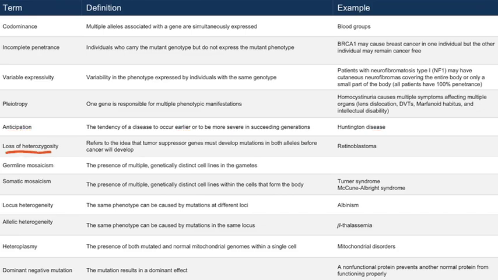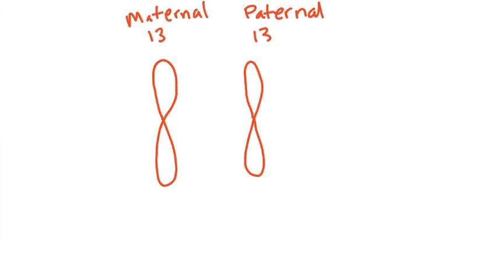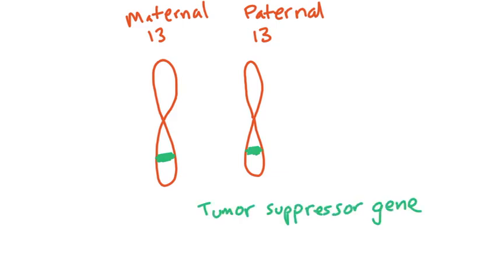Loss of heterozygosity refers to the idea that tumor suppressor genes must develop mutations in both alleles before cancer will develop. A classic example of this is retinoblastoma. Let's draw this out. Normally, we have one maternal chromosome 13 and one paternal chromosome 13. Each chromosome contains a tumor suppressor gene. If a mutation occurs in one chromosome, the opposite chromosome still functions and suppresses tumor growth.